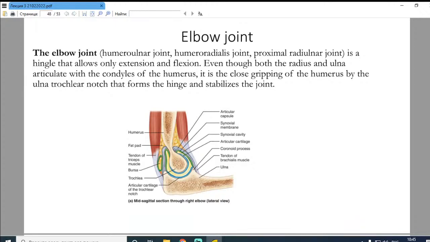Both the radius and ulna articulate with the condyle of the humerus. The close gripping of the humerus by the ulnar trochlear notch forms a hinge and stabilizes the joint. Now you see a mid-sagittal section through the right elbow, lateral view. You see only the humero-ulnar joint.